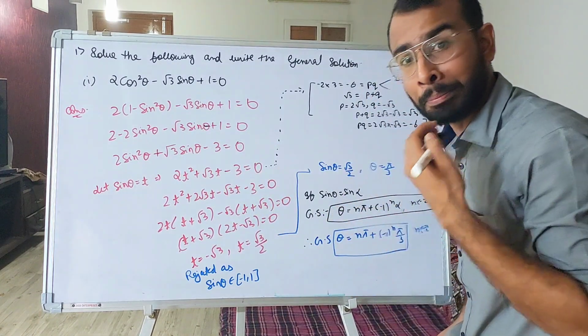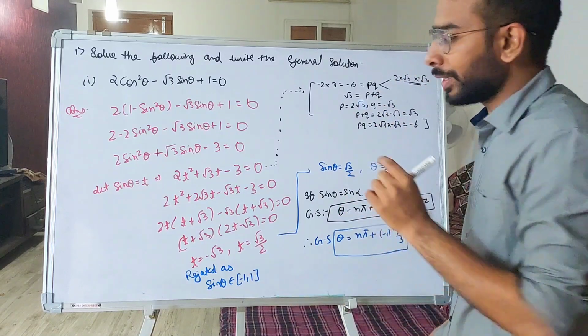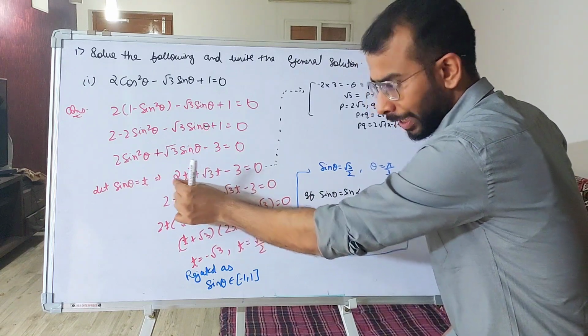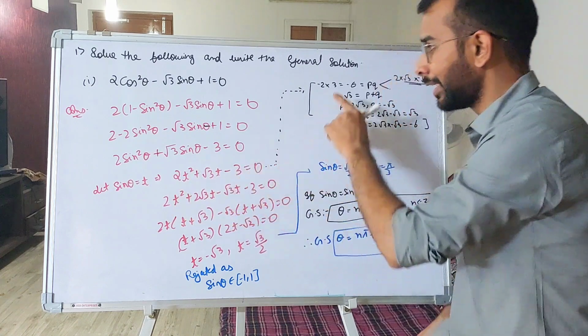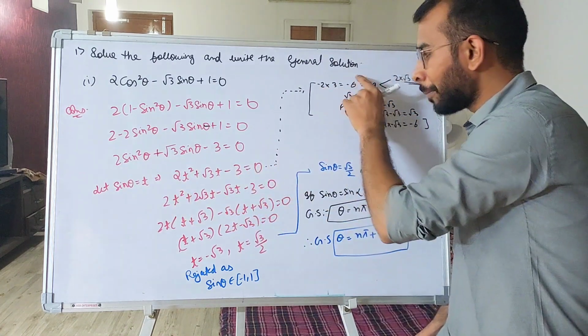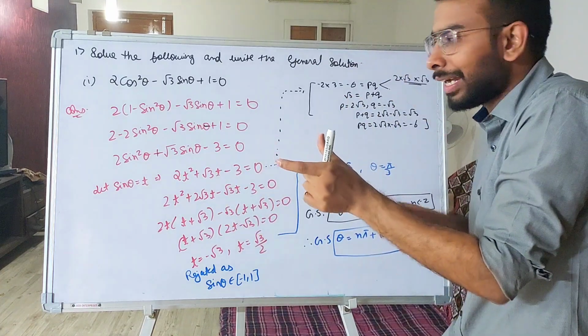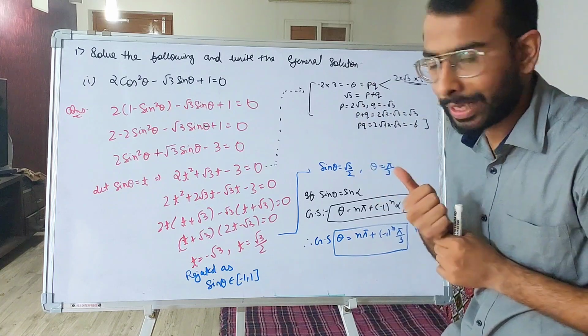Now what we call is middle term splitting or factorization. There are different names for this. I'll tell you what we do generally. We take the coefficient of t square, which is 2, and the constant term, which is minus 3. We multiply both of them, so we get minus 6. The middle term is root 3, so we'll split root 3 such that its sum is root 3 and its product is minus 6. I guess that's making sense to everyone.